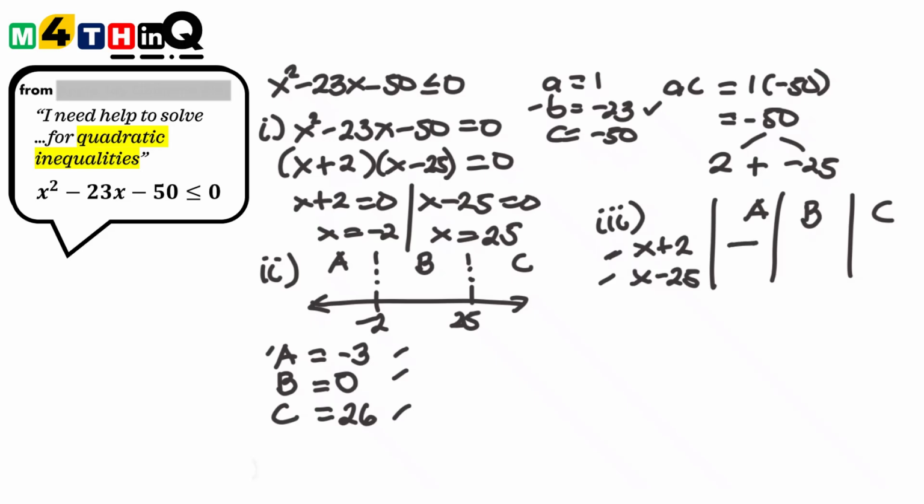Even if you will be picking numbers below negative 3, negative 10, negative 100, the result for that region for x plus 2 is negative. For x minus 25, you will have negative here as well. For region B, that's why we simply pick the easiest, which is 0 if possible, because once you do that, it's easier to substitute. 0 plus 2, positive. 0 minus 25 is negative. And for our C, 26, 26 plus 2 is positive 28. 26 minus 25 is positive 1.